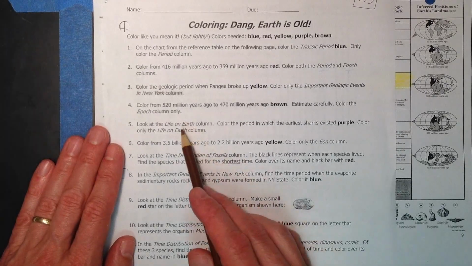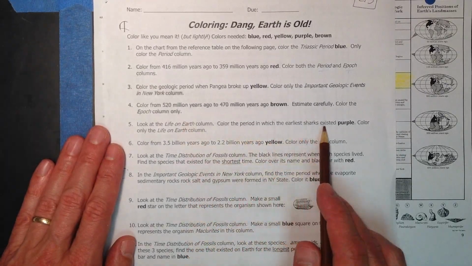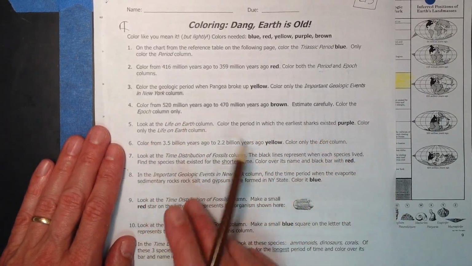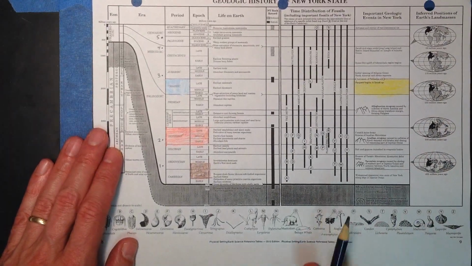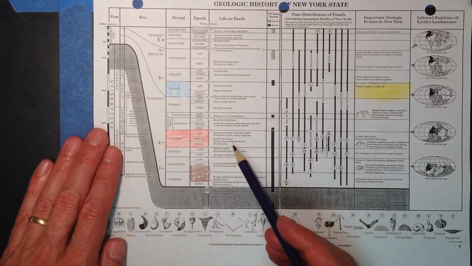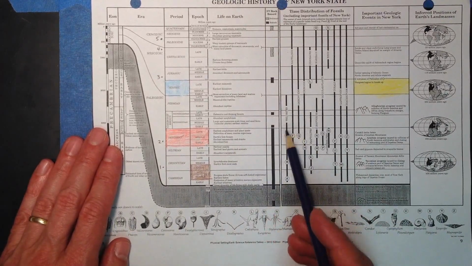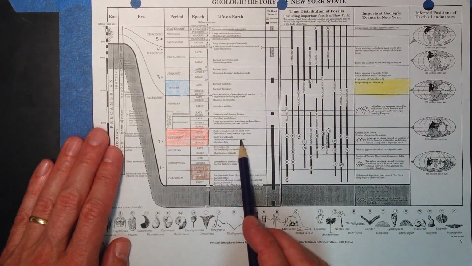Look at the life on Earth column. Color the period in which the earliest sharks existed purple. Color only the life on Earth column. So I'm looking for some purple. Going to find some sharks. And if you look here, you've got to look real closely. Earliest ammonoids and sharks. That's hard to find.